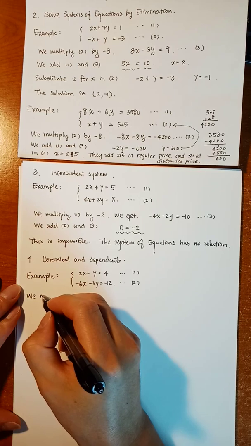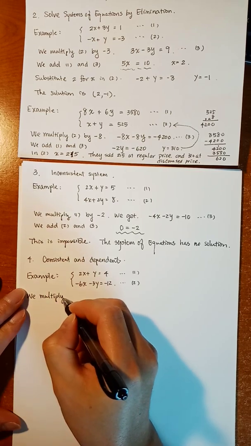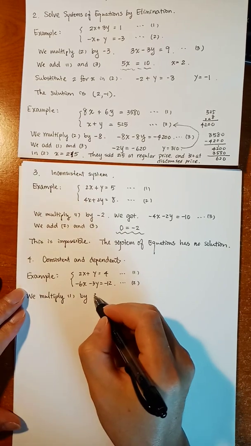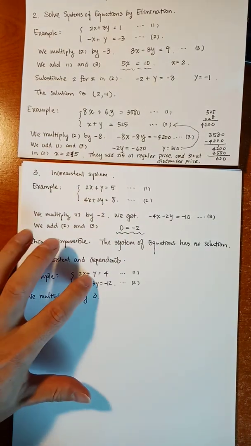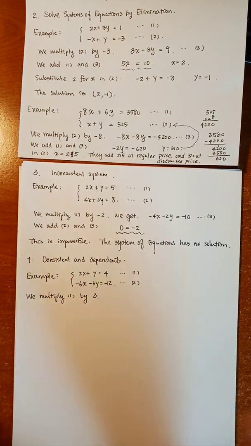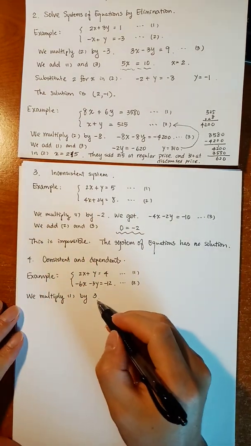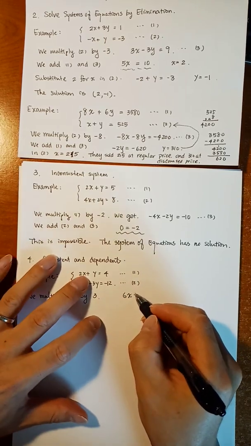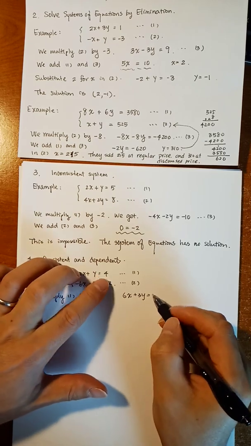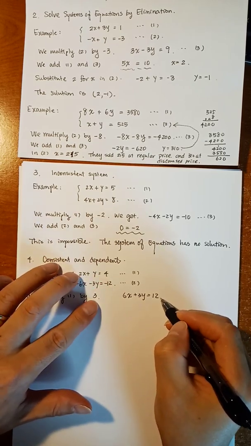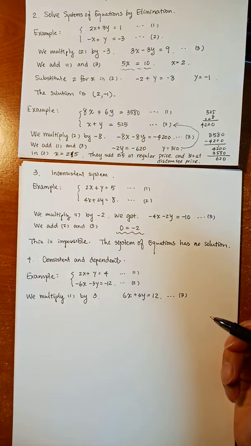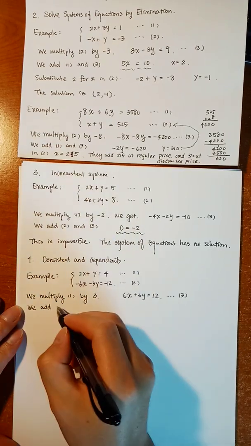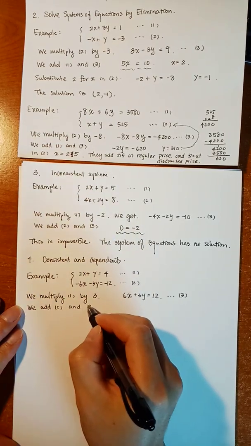And similarly, we're going to multiply equation 1 by what? So you see y and -3y. So we're going to multiply equation 1 by 3. Then you will get 3y plus -3y, so y is cancelled. Okay, so what do we have? 2x times 3, 6x. Y times 3, 3y is equal to 4 times 3, 12. This is equation 3. And then we add equation 2 and equation 3.